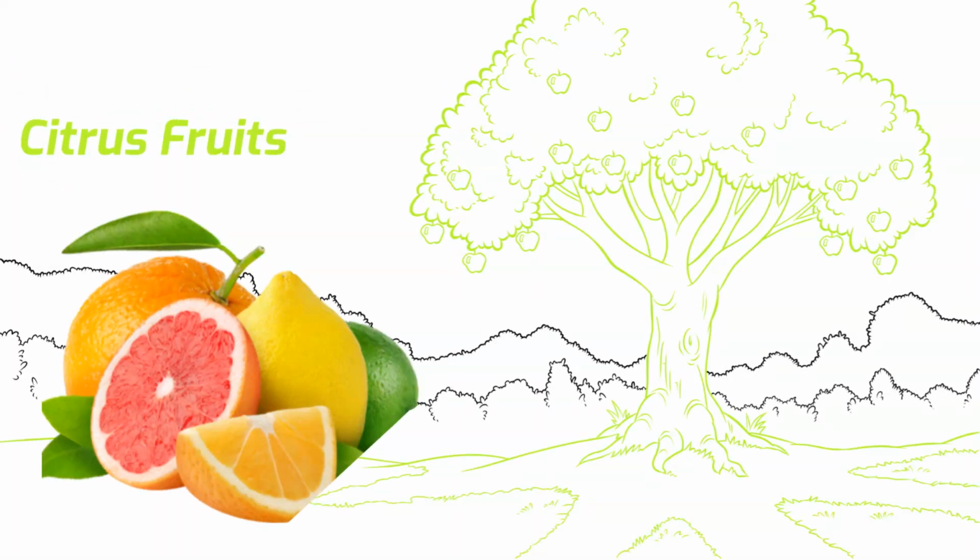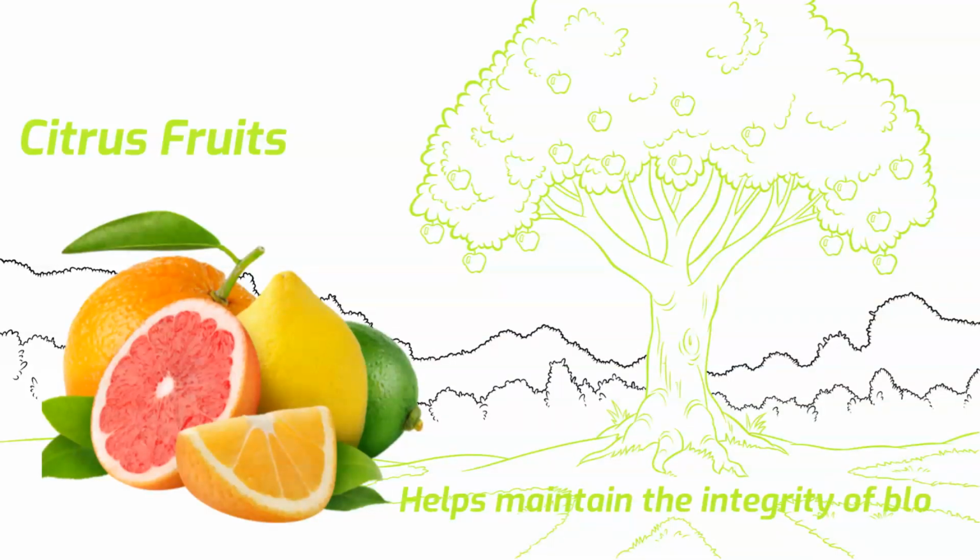Citrus fruits. Citrus fruits like oranges, grapefruits, and lemons are high in vitamin C, a powerful antioxidant that strengthens blood vessels and improves their elasticity. Vitamin C also supports the production of collagen, a structural protein that helps maintain the integrity of blood vessels. Furthermore, the flavonoids in citrus fruits have anti-inflammatory properties that benefit the cardiovascular system.